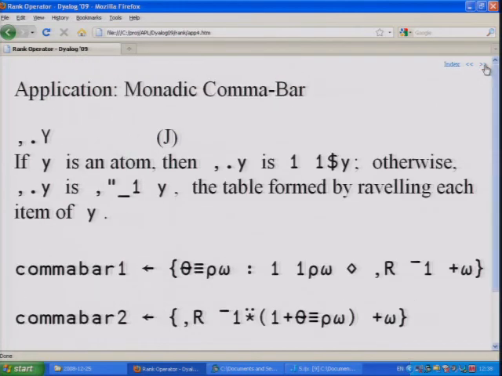Now what does J say? Well, J is not shy about using a rank operator, so it can describe Comma-Bar more tersely. And from that description, you can derive a model like this. If the argument is a scalar, then it's just a 1-by-1 reshape of the argument. Otherwise, it's ravel rank 1 of the argument.